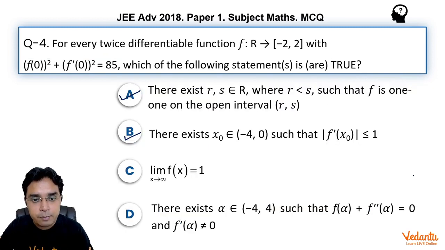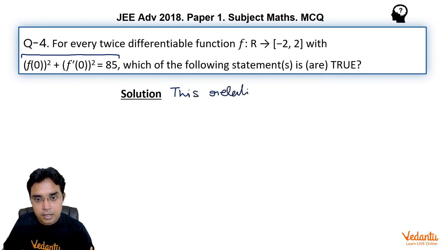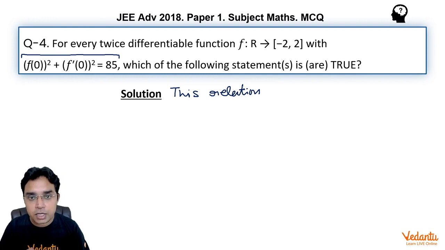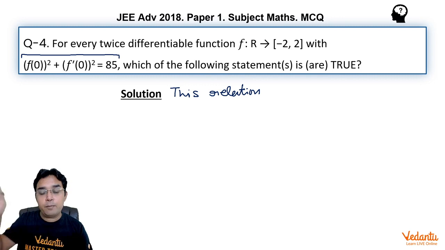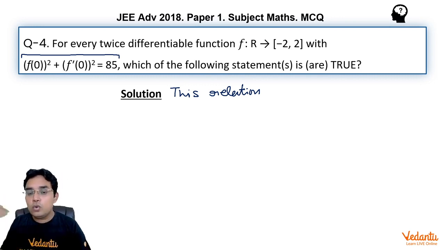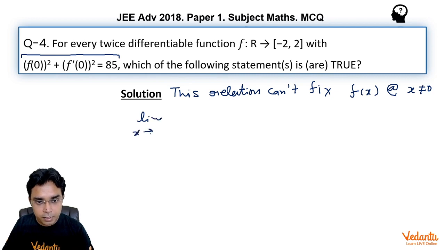Let us first solve part C, which says limit as x approaches infinity of f(x) is equal to 1. My argument is that we are given a relation, and this given relation cannot fix the value of the function at any x other than x equal to 0. Why am I saying so? Even if f(0) is fixed, f'(0) is fixed and the function is twice differentiable, we have infinite paths to move my function from x equal to 0 to other values of x. So this relation cannot fix f(x) at x not equal to 0. So saying the limit as x approaches infinity of f(x) is equal to 1 is not true.